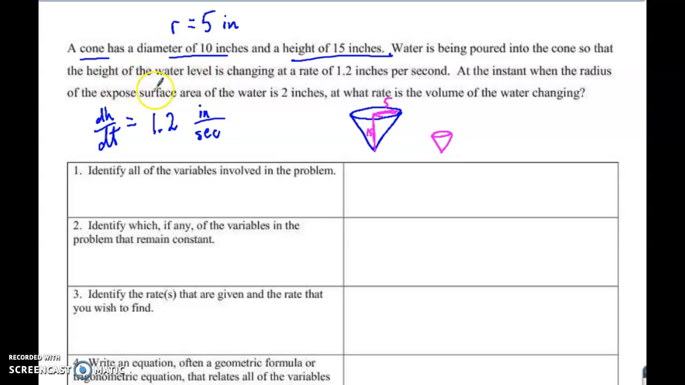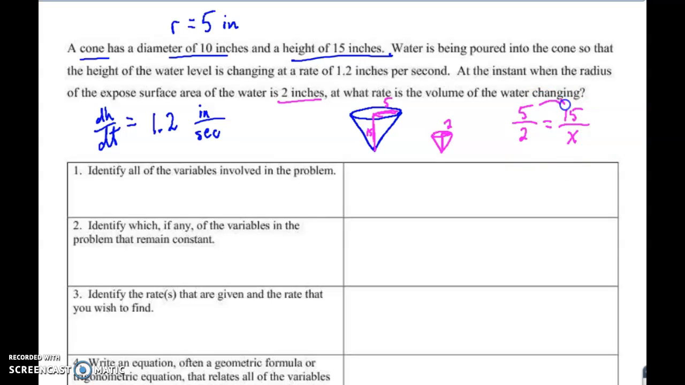Because at the instant when the radius of the exposed area is 2 inches, that little piece is 2, and the height has to be similar to this. So you would probably set up a proportion. I don't know how you learned this in geometry. Maybe do 5 over 2 equals 15 over x. I don't know if that's how you would do that.